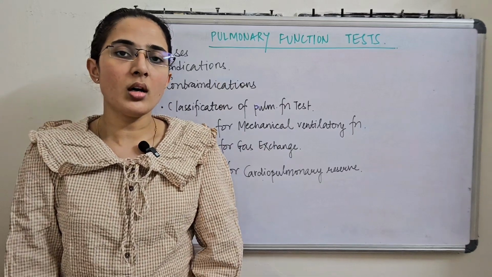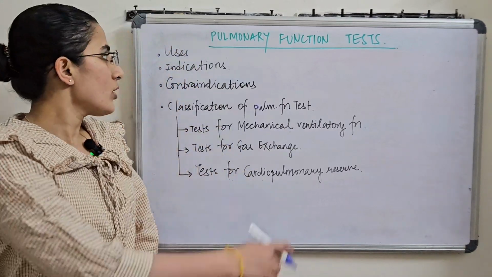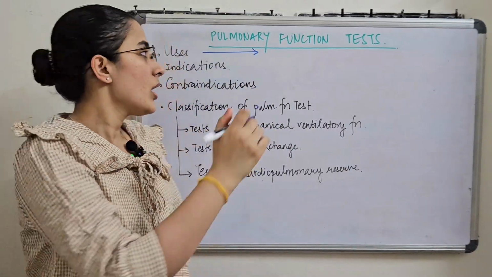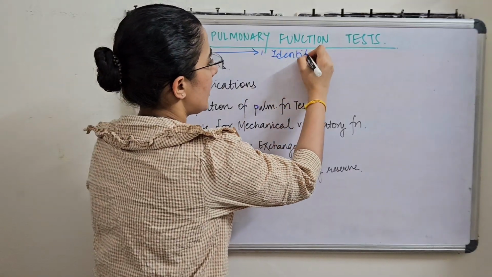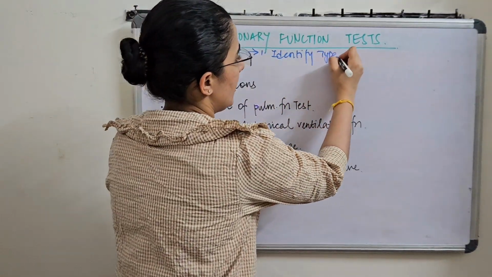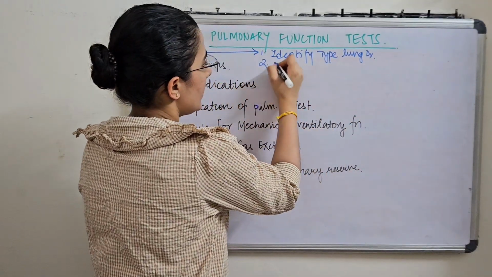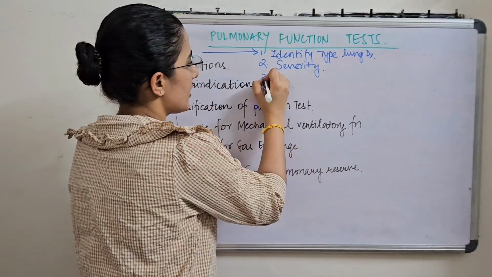So coming to what are the uses of the pulmonary function test. Uses of this pulmonary function test, basically we can divide into, number one is to identify the type of the lung disease. Okay. Second is to identify the severity of the lung disease.